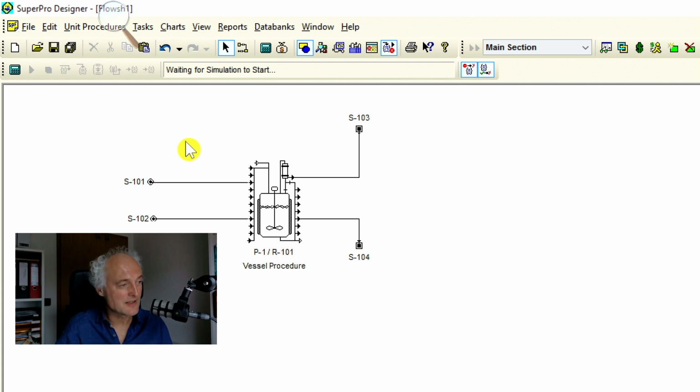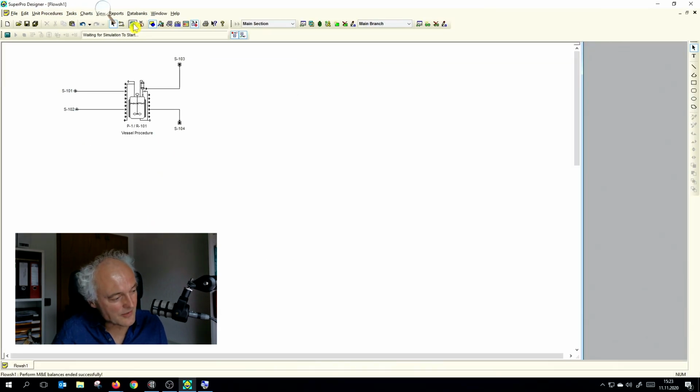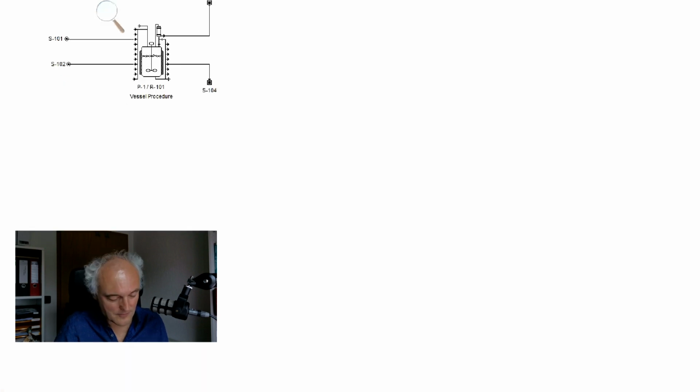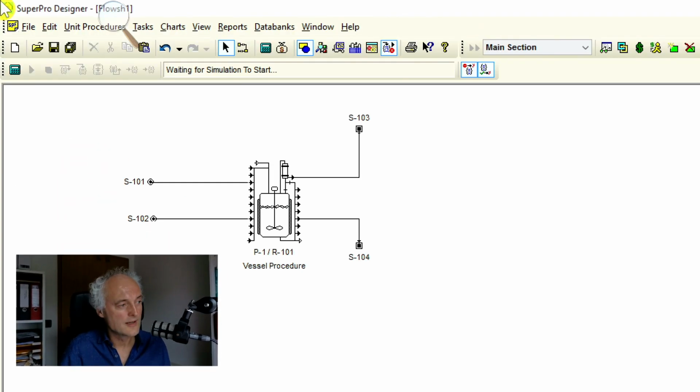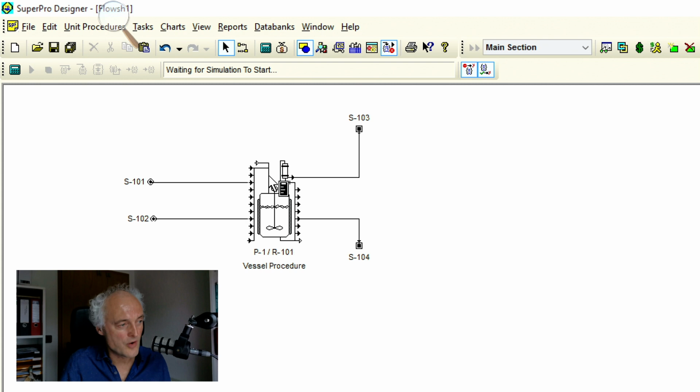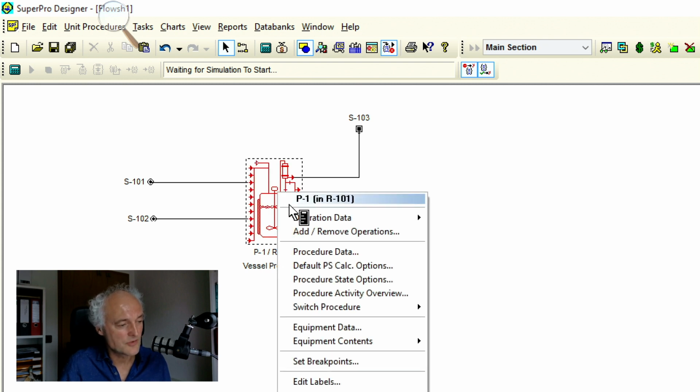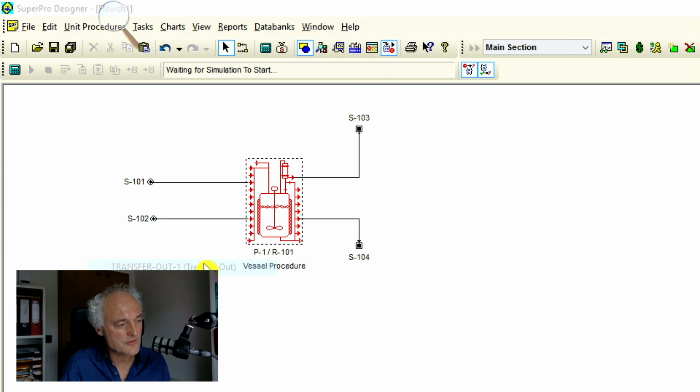This is the big deal. So I go to this symbol here and I do solve the mass and energy balances. I click and that's it. And you see down here, flow sheet 1, perform mass and energy balances ended successfully. This is cool. If you have an error, for example, I'm just giving an example of how this can look differently. Let's go to the operation transfer out.